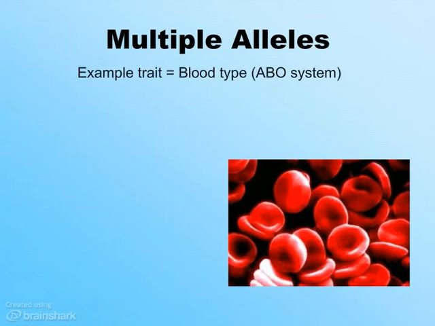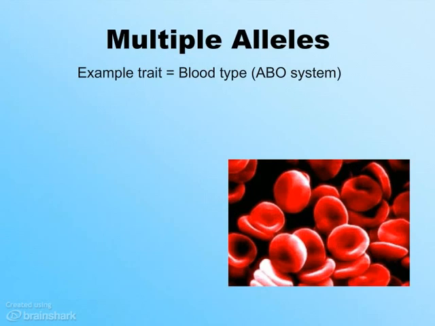The last complex pattern of inheritance that we'll look at in this video is called multiple alleles. The classic trait that's given as the example for this pattern of inheritance is the ABO blood typing system. If you need to review the ABO blood typing system and what it all means, go back to the video on blood, the liquid tissue, back in the Human Anatomy and Physiology unit. As we were saying, multiple alleles.